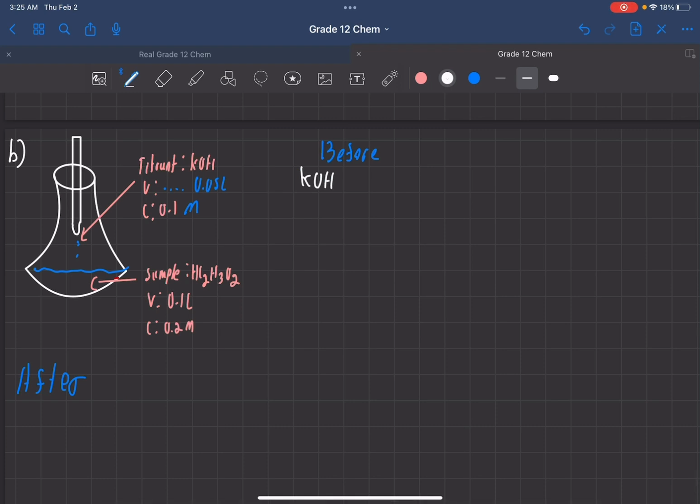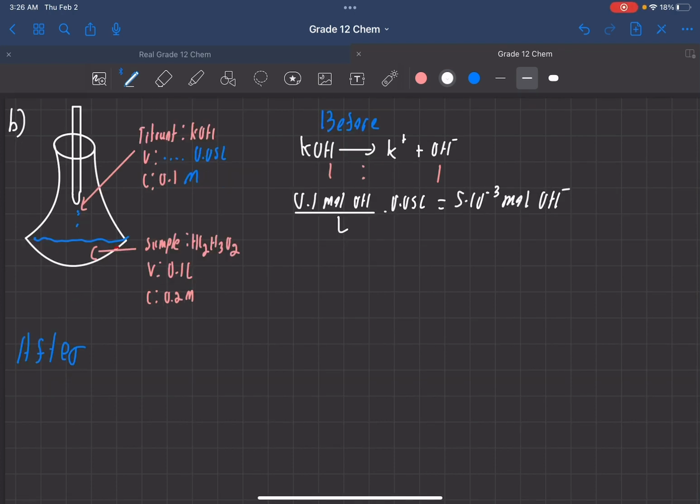Potassium hydroxide is going to completely ionize or dissociate into its potassium ions plus its hydroxide ions. This is going to be a 1-to-1 ratio, meaning that if we have 0.1 molar of potassium hydroxide, we also have 0.1 molar of hydroxide. That is in a 0.05 liter solution, or titrant in this case. Multiply those together, and you should get 5 times 10 to the negative 3 moles of hydroxide. Okay, so now we just do the same thing for our acid, ethanoic acid.